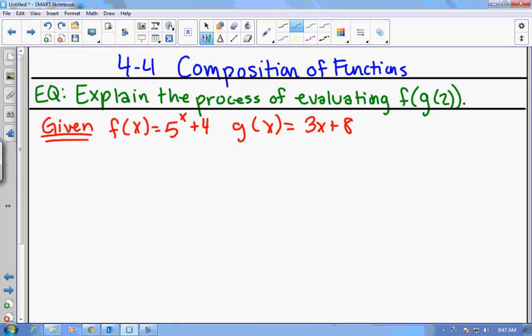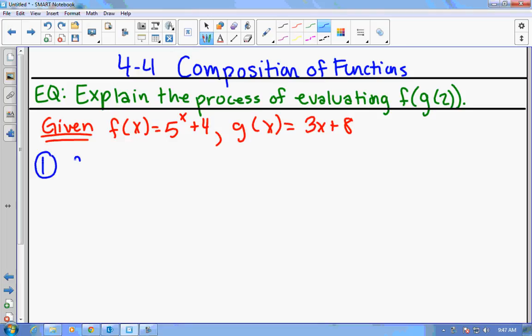Okay, given f of x equals 5 to the x power plus 4. It's an exponential. You guys learned exponentials last year. And g of x equals 3x plus 8. That's a linear function. It looks like a line. So, composition of functions means we're going to take two functions and put them together in different ways.